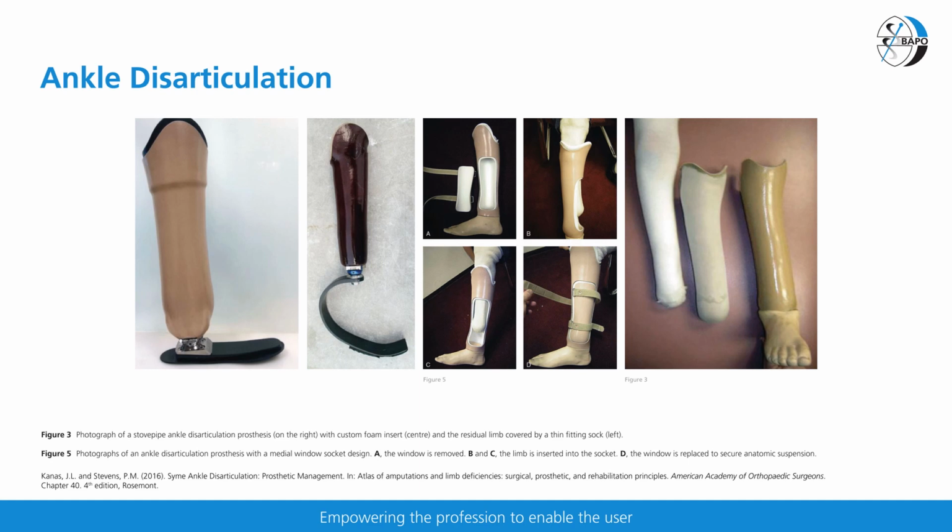This highlights a medial socket design with a basic foot, and finally, the last image on the right is figure 3 from the same resource that shows the limb with a sock-on, custom foam insert, and then the final stovepipe type designed prosthesis.